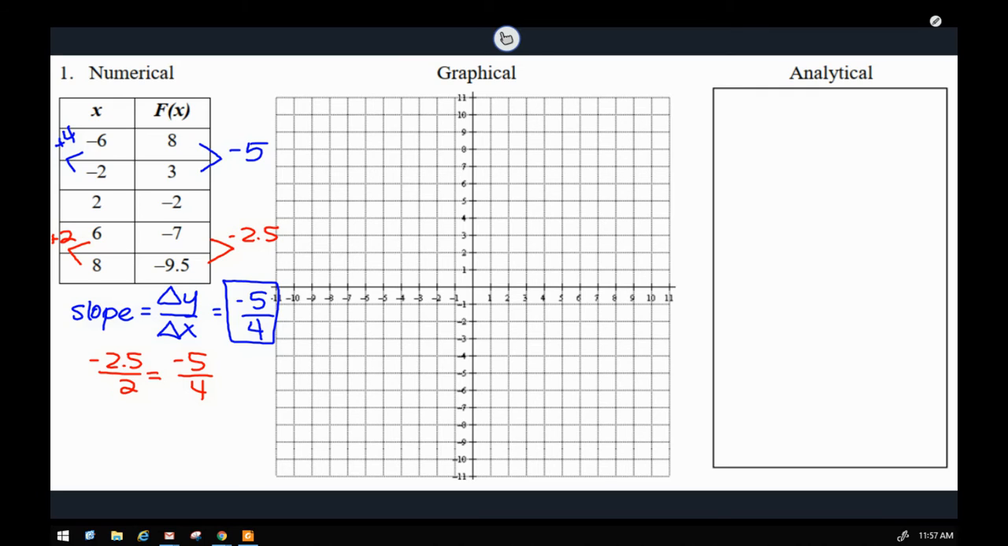Okay, so now let's graph it. We're going to graph it simply based off those points in the table. So if you haven't already, go ahead and plot those points and then connect them.